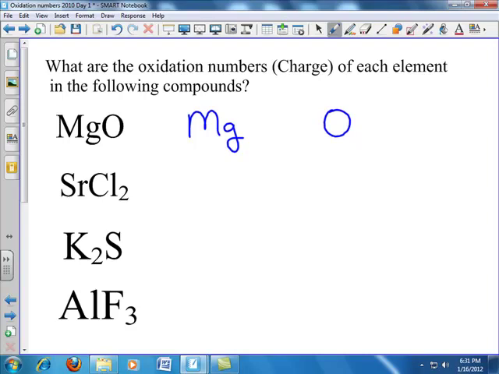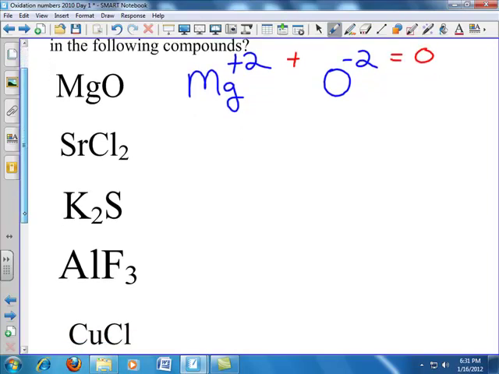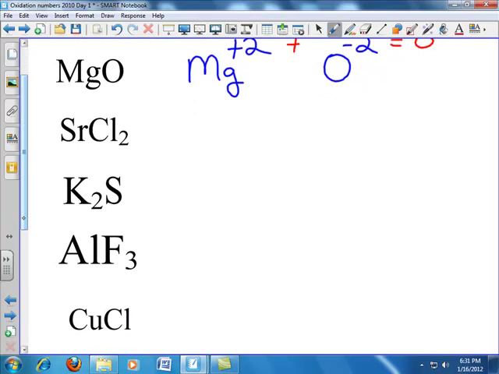Okay, and this is where it's good. Mg, I know, is not a group 1 element, so I know oxygen's -2, so Mg must be +2, because those two added together have to equal 0. If I go with Sr and Cl, and notice I'm not writing Cl2, because all I'm doing is breaking these apart into the individual atoms that they are.